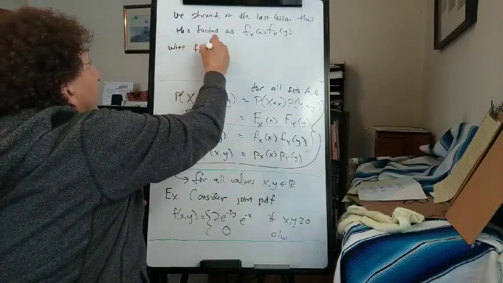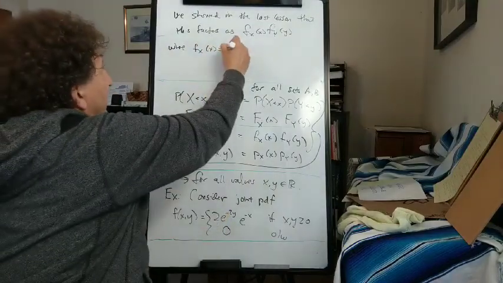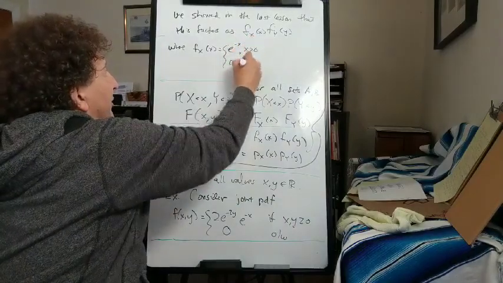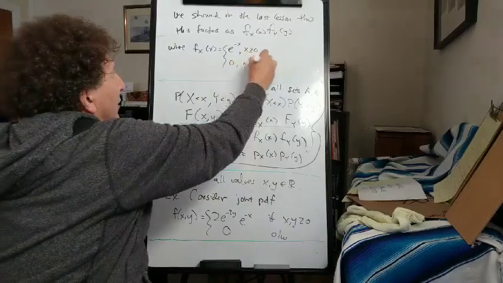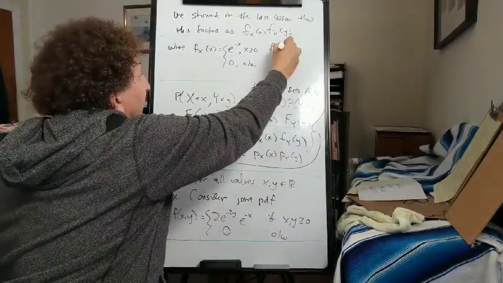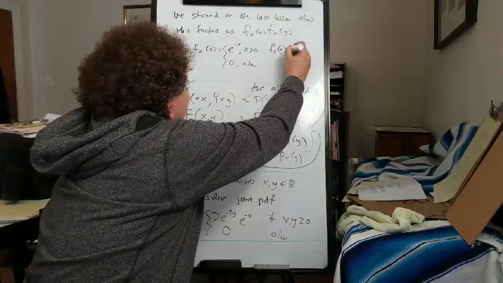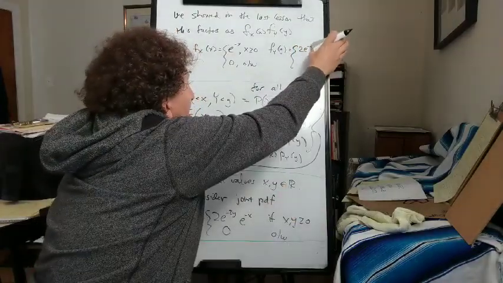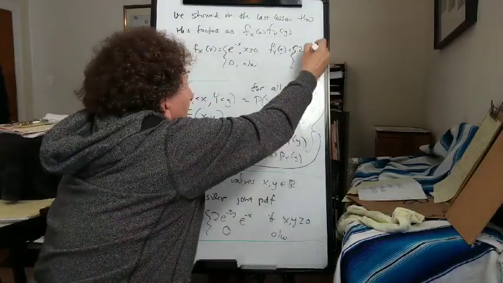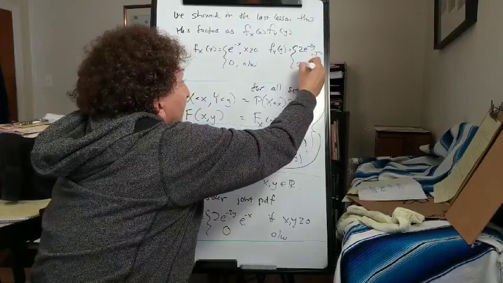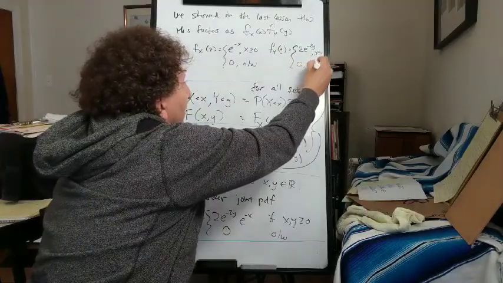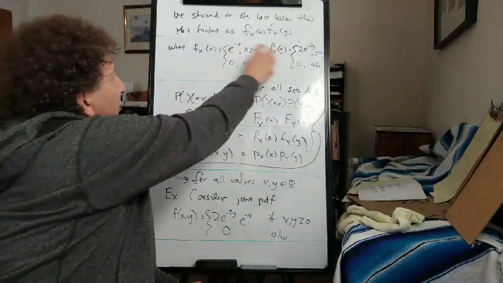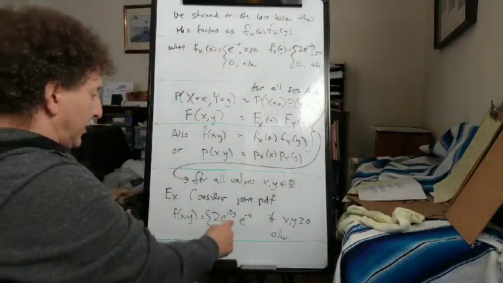where the x marginal density function is e to the minus x if x is greater than or equal to 0, and 0 otherwise. And the y marginal density function is 2e to the minus 2y if y is greater than 0, and 0 otherwise. So we can see that these two functions multiply together to give us this function here.